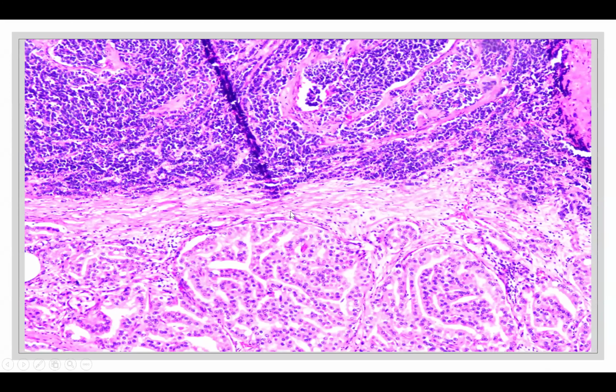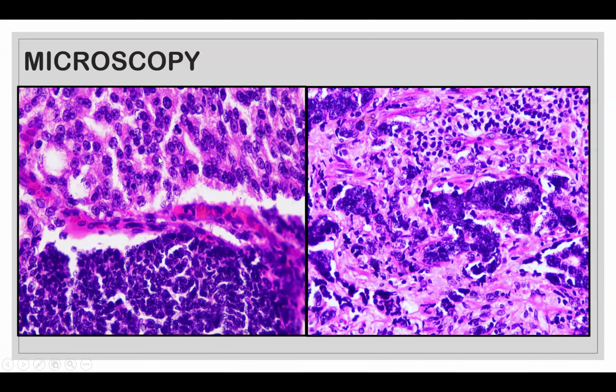Microscopy showed a dual neoplasm in which cells were arranged diffusely and also in a fused glandular and organoid pattern. Glandular areas showed cells having round vesicular nuclei, occasional distinct nucleoli, and moderate amount of cytoplasm.